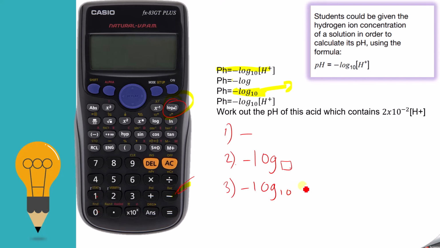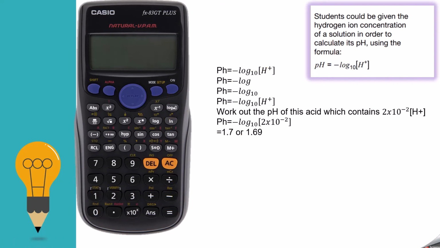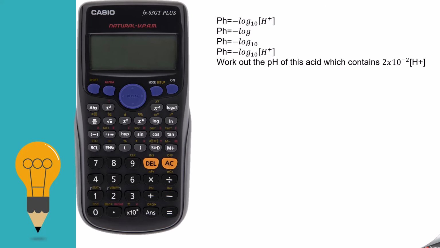And then we've got this extra box here where we insert this number right here. So 2 times 10 minus 2. And then we press equals, and then we should get something like, no idea. Can't do that in my head. No one can do that in their head. So you should get 1.7 or 1.69. Now, I think that's the same. Yep, that's the same.